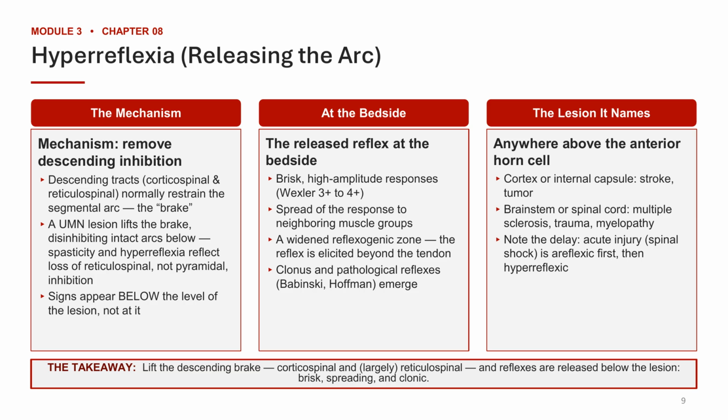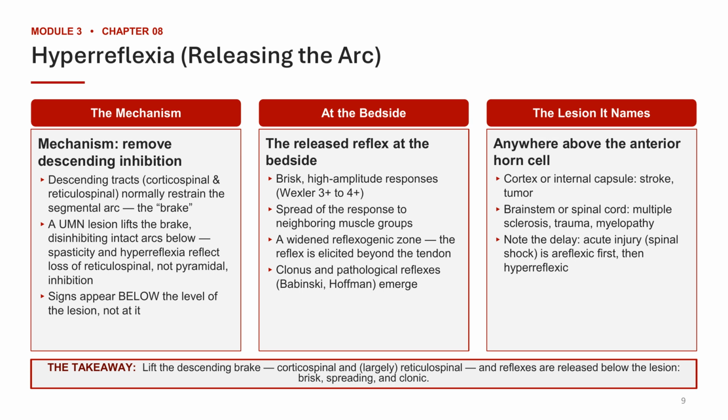It is simply unsupervised. At the bedside, the released reflex declares itself in four ways: responses that are brisk and high in amplitude, spread of the response to neighboring muscle groups, a widened reflexogenic zone where you elicit the reflex beyond the tendon itself, and finally clonus, with the pathological reflexes, Babinski and Hoffman, emerging. The lesion this names is anywhere above the anterior horn cell, cortex or internal capsule in stroke and tumor, brainstem or spinal cord in multiple sclerosis, trauma, and myelopathy.